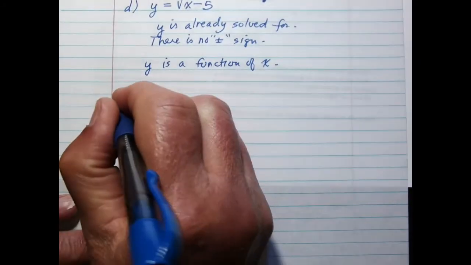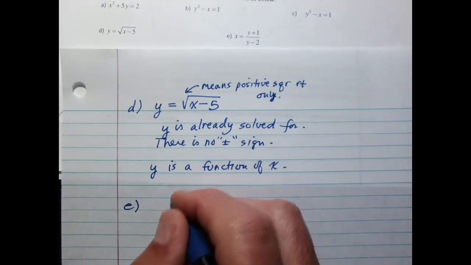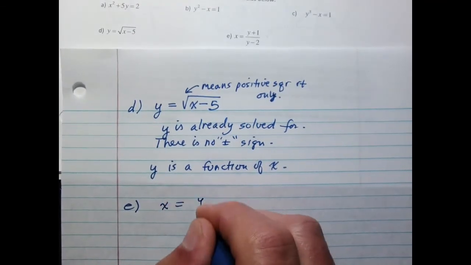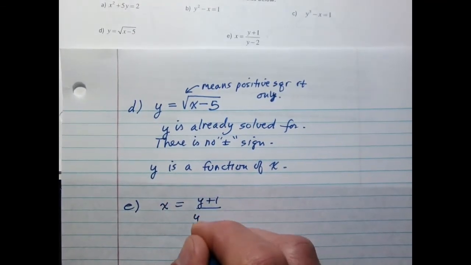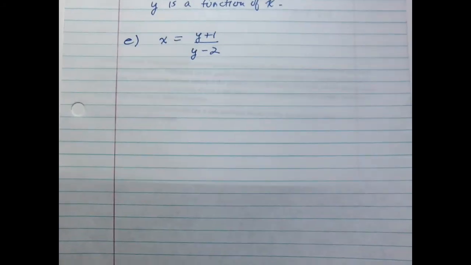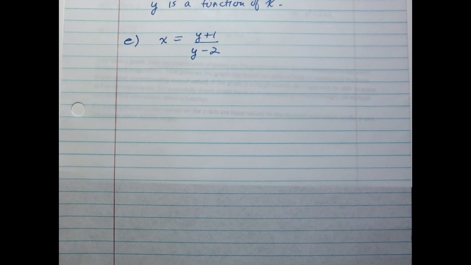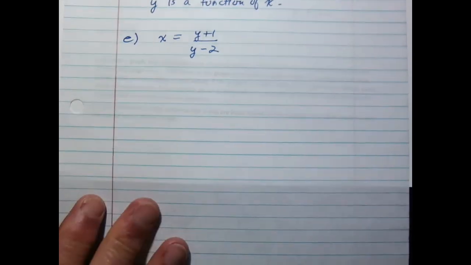And then E, x equals (y plus 1) over (y minus 2). We're actually going to do E in a separate video because this one's getting kind of long. And there's going to be a little bit of algebra involved in part E. So that will be coming up next.